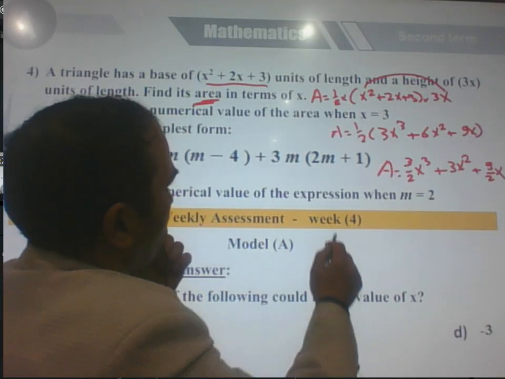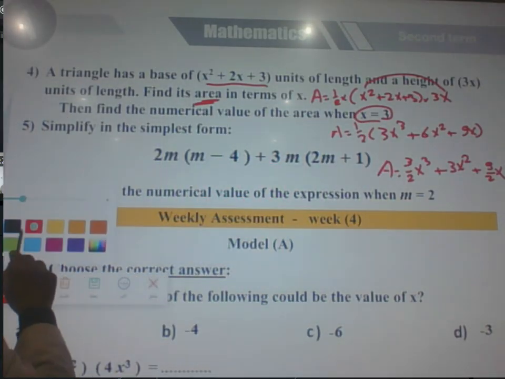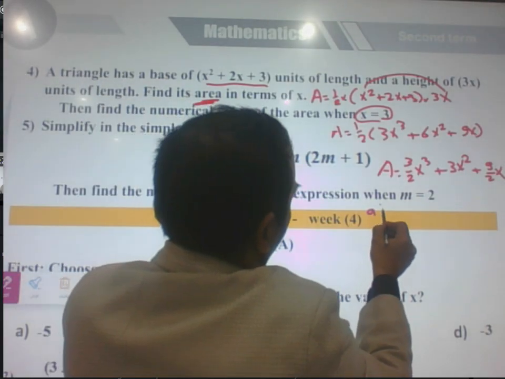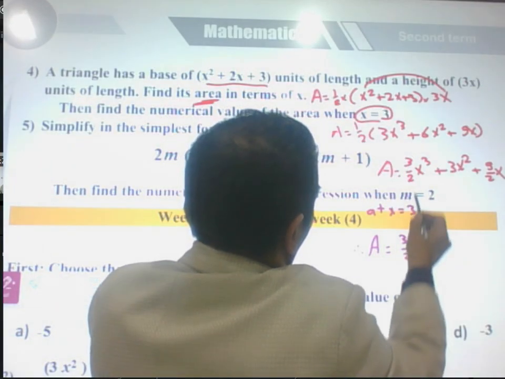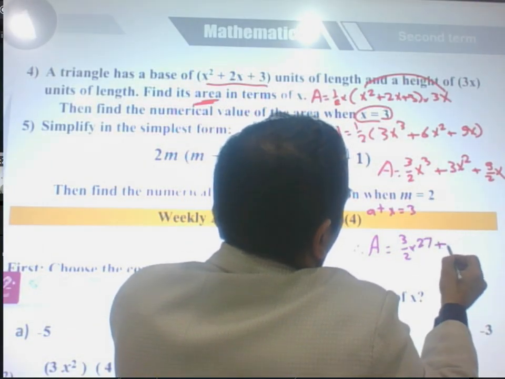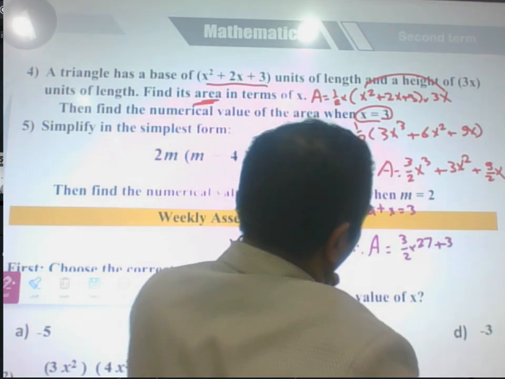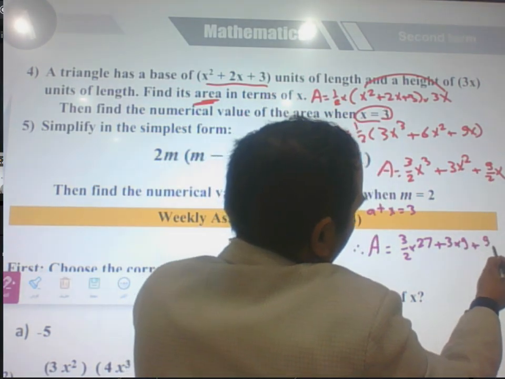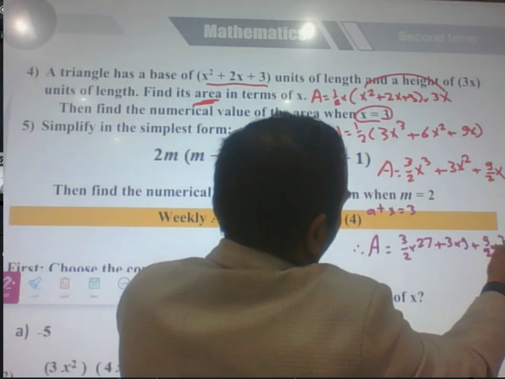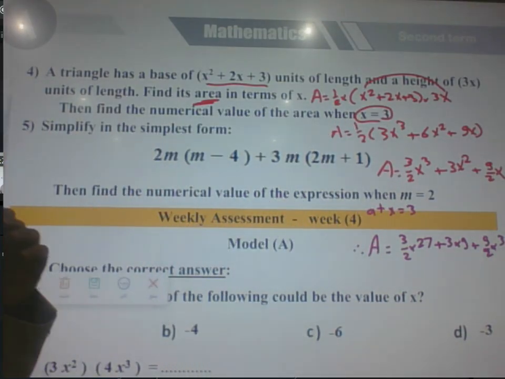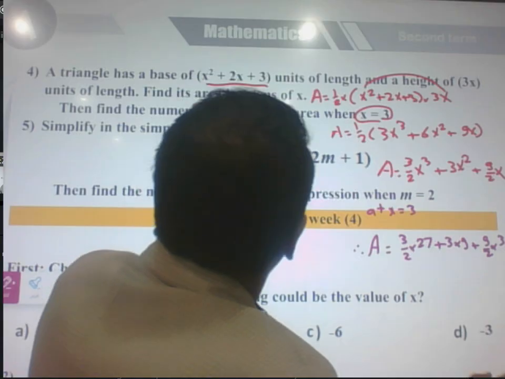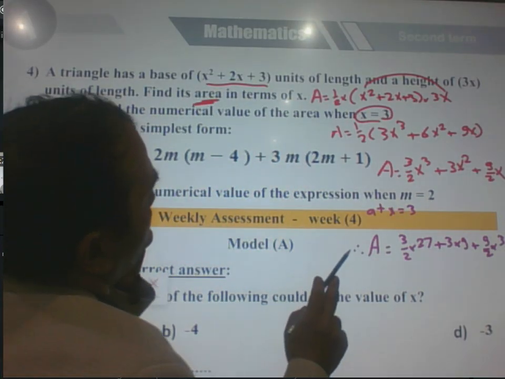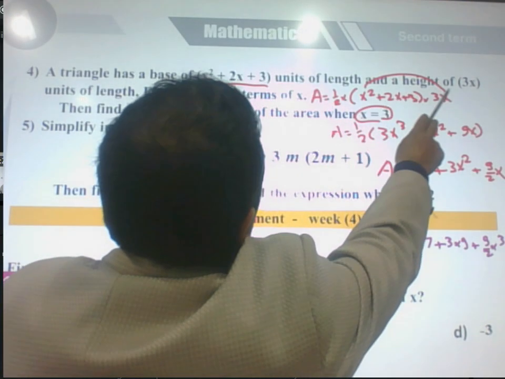Now I can find the area at x equals 3. He tells me to find the value when x equals 3. Okay, at x equals 3, then the area will be equal to 3 over 2 multiplied by 3 power 3, equals 27, plus 3 multiplied by 3 power 2, which is 9, plus 9 over 2 multiplied by the value of x equals 3. You can write the answer in the simplest form, okay? Because he wants to find the area of a triangle, half times base times the height. Okay, he gives me here half times base, the height here was 3x.